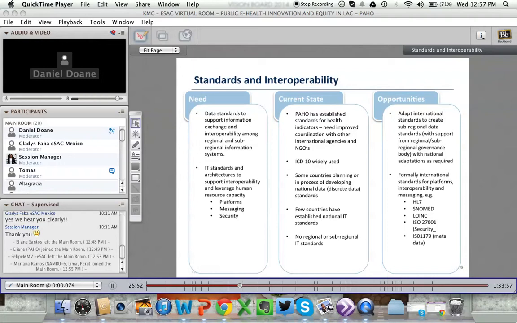Certainly there are a host of international standards that countries really need to formally adopt as part of their policy and their technology frameworks. Ones like HL7, SNOMED, LOINC for lab standards, there are security standards, and there are standards for developing other kinds of metadata that are freely available internationally and make sense for countries to participate in and buy into in a formal way.